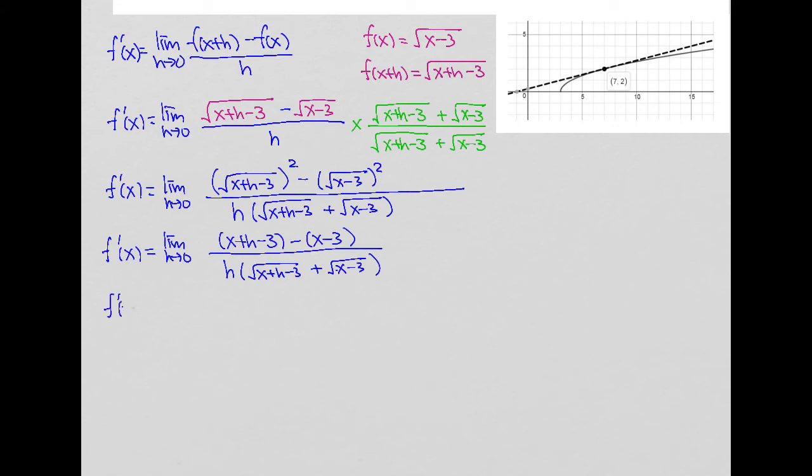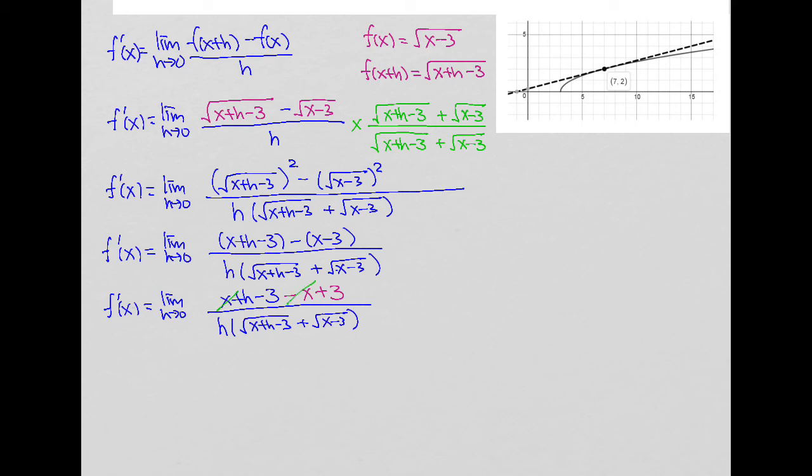Now, you have to be very careful when you try to simplify the numerator. Just to see, there is a negative sign in the middle. That means when you take out the brackets, you have to do -1 times x and -1 times -3. So you're going to have x plus h minus 3, and you're going to have minus x plus 3. And just copy down the denominator. Don't change it.